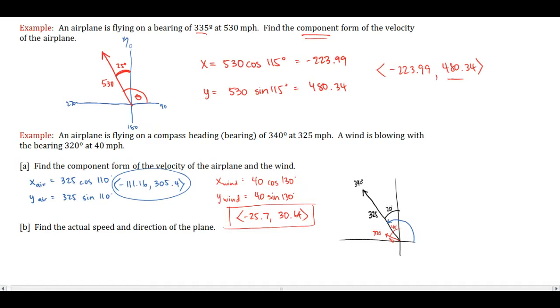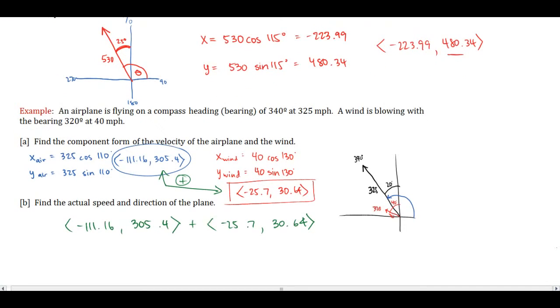Well, what's the actual speed and direction of the plane? Well, the plane is going to benefit from the wind, right? It's not only going to be the airplane, but it's also going to be the wind. We're going to add those two things together. So now we just have to add the negative 111.16, comma 305.4, to the negative 25.7, comma 30.64. And you have the component of both the wind and the plane, which in essence is really the plane, right?